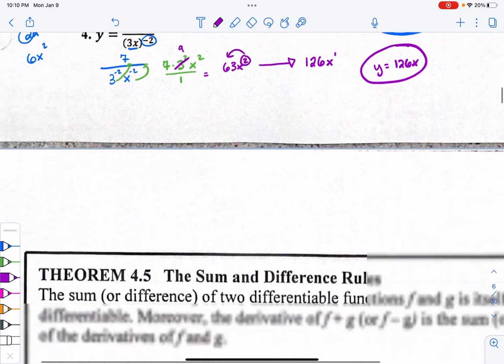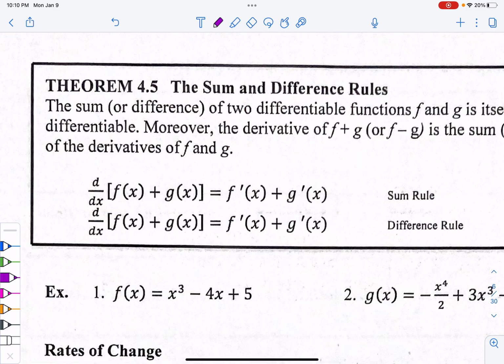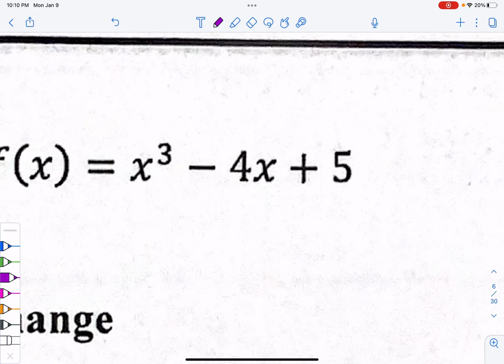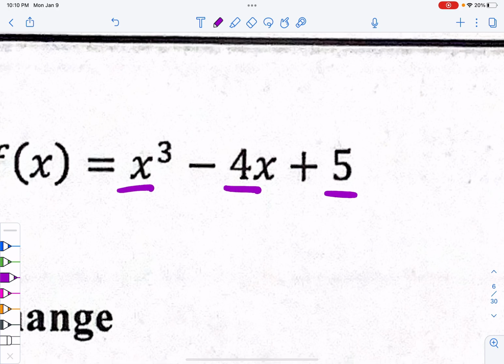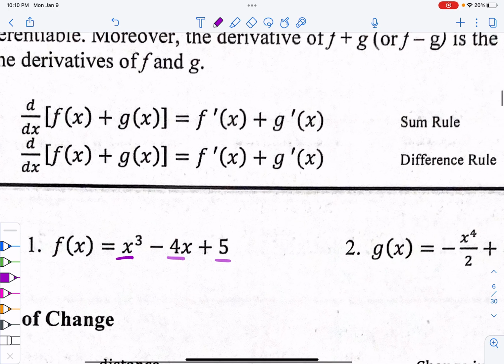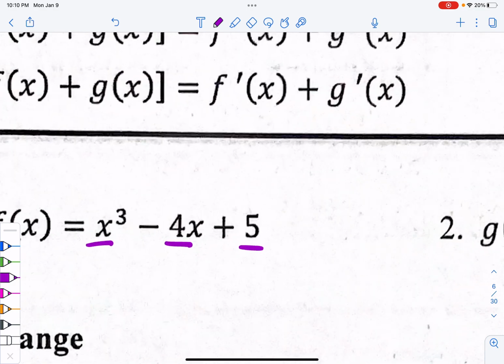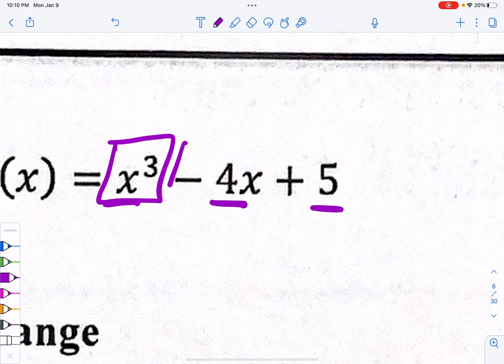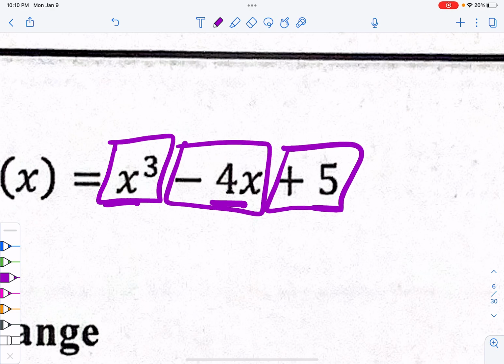There you go. Let's go to the backside. The backside, sum and difference rules. Sum means when you're adding terms together. Difference means when you're subtracting terms. So there's 3 terms here. All the sum and difference rules mean is that when you have multiple terms, like this trinomial, you're just going to take the derivative individually of each one. You just look at them as the individual terms and take the derivative.